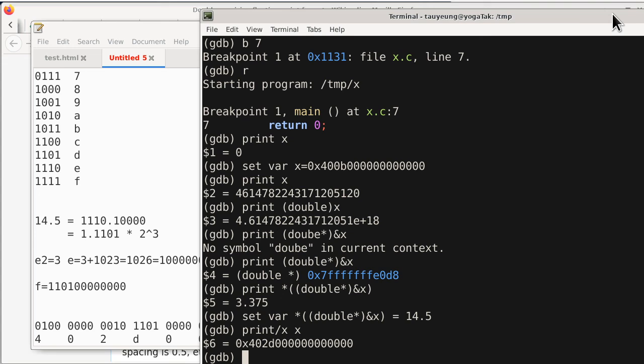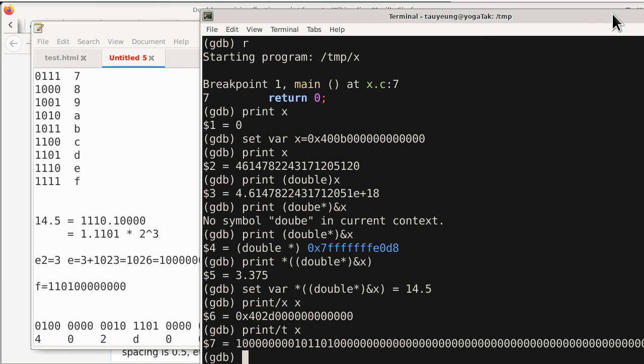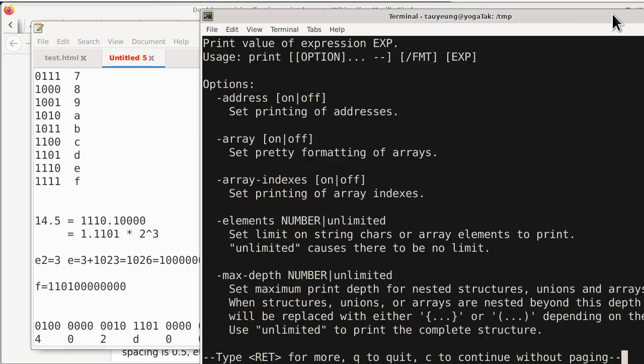What does slash x mean? It means you print something in hexadecimal. Normally, it would use base 10, but if you specify slash x, it is in hexadecimal. If you specify slash t, it'll be in binary. So the slash x has nothing to do with the fact that you used the variable x? No. In GDB, you can say help and then the name of the command, and it will show you how to use it. It's kind of terse, but once you know a few things, you will be able to read it.